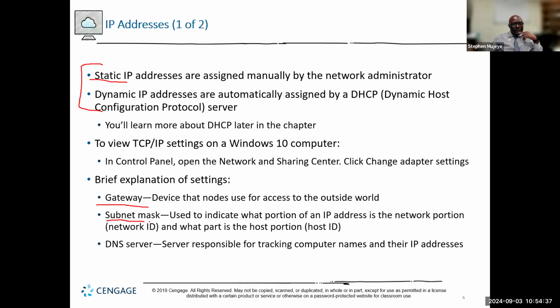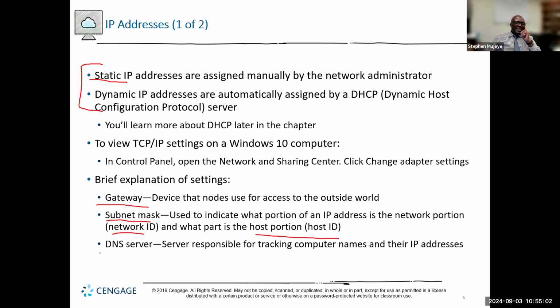There's also the subnet mask, and basically this indicates how big your network is. The subnet mask stipulates the network ID and the host portion. So you take the IP address, you break it into two. The first part is the network ID. The second part is the host ID.